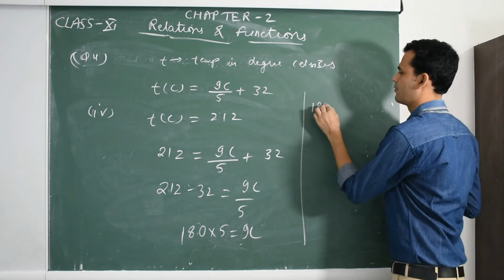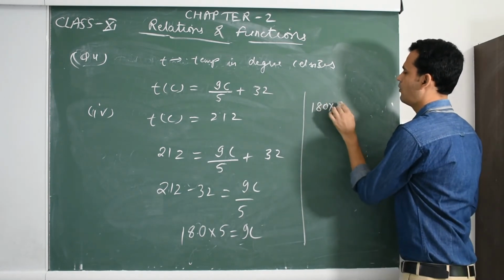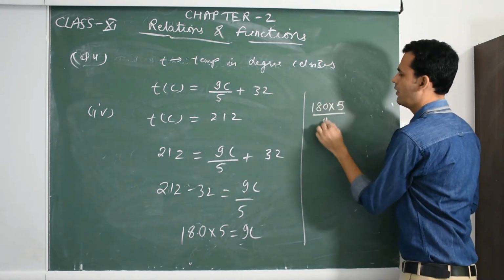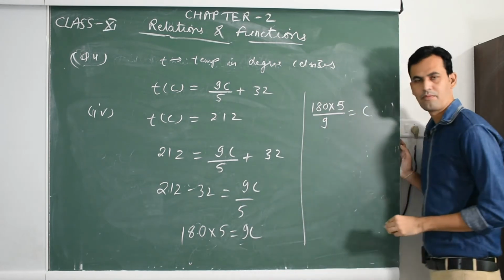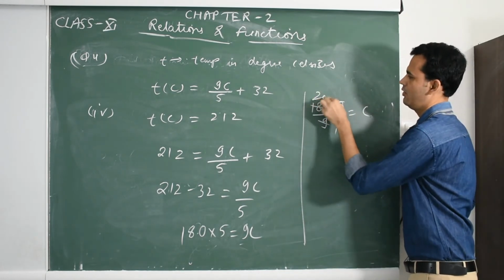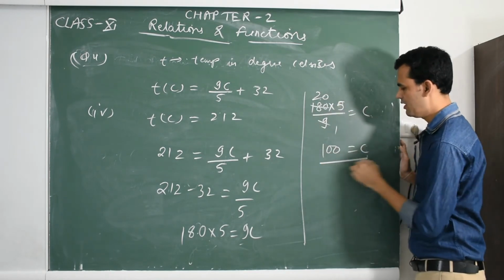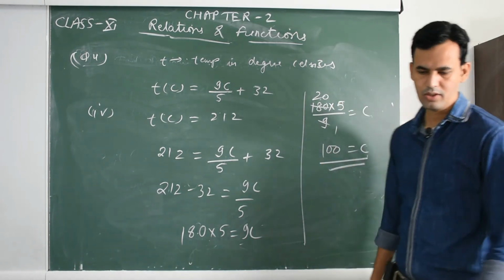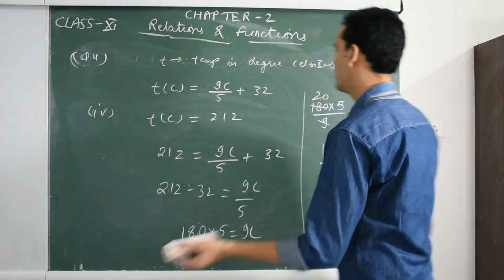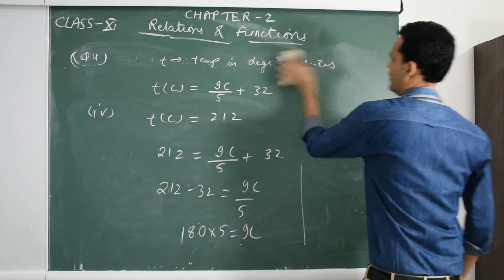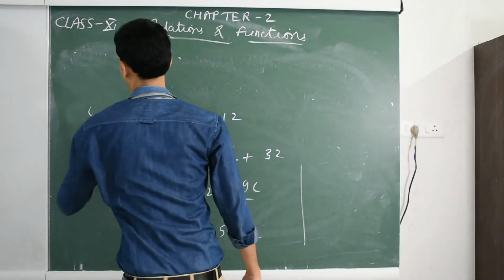or 180 into 5 upon 9 equals C. 9 ones are 9, 9 twos are 18, so 5 twos are 10, the value of C is 100. So this is question number 4. Now question number 5, the last question of this exercise.